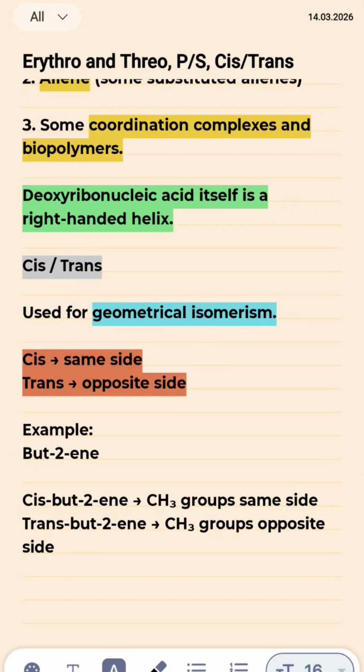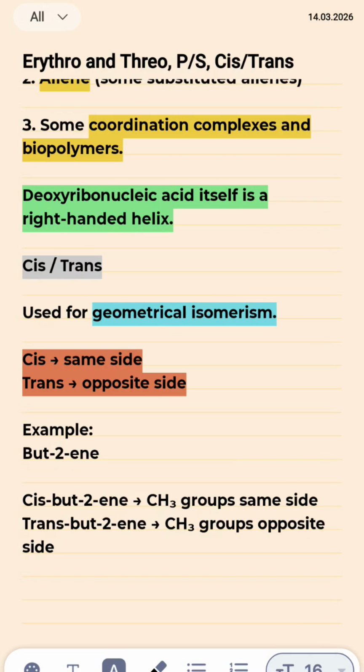Deoxyribonucleic acid, DNA itself, is a right-handed helix. This we know. Next, cis and trans. We all know what cis-trans isomerism is. We have seen in the CBSE curriculum that it is used for geometrical isomerism, where if the groups are arranged on the same side of the double bond, they are cis, and if they are arranged on the opposite side, they are trans.